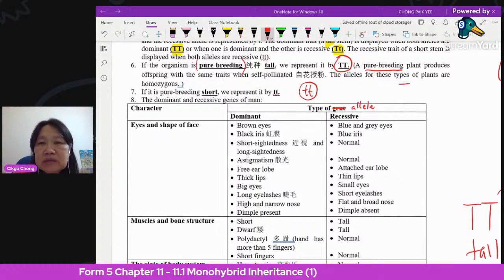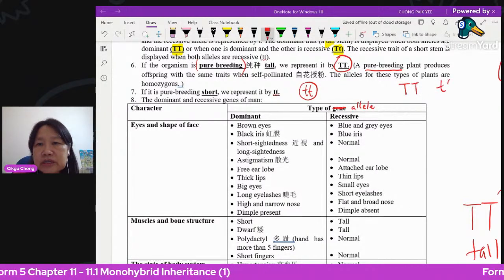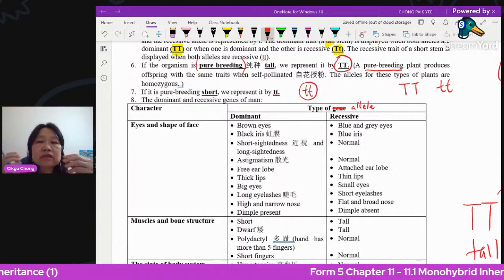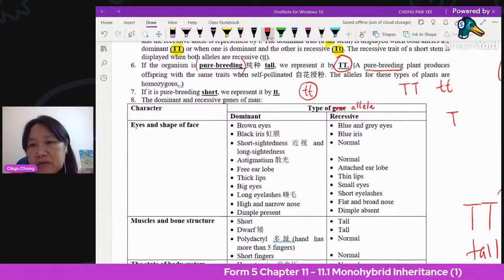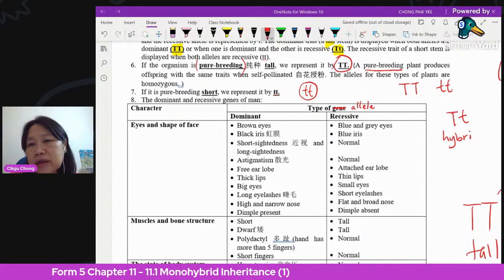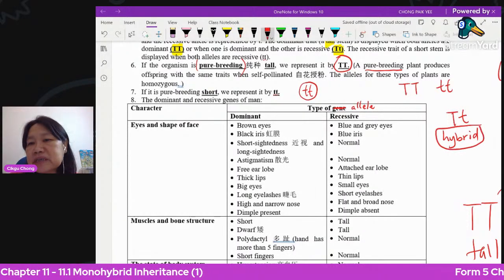Okay, so capital T or small t, we say pure breeding. Pure breed means 没有掺到, doesn't mix. If you have a capital T and a small t, this is called a hybrid. What is it called hybrid? Hybrid means it's a mix.